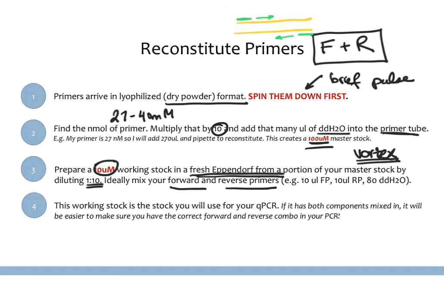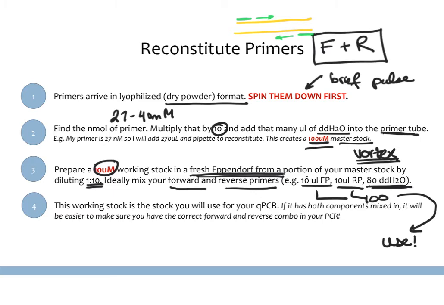Since it's a 10 micromolar working stock, you dilute each one 1 to 10. So you would do 10 microliters of your forward primer and 10 of your reverse, and then fill it up with water. Total volume here is 100, and each of these is 1 to 10 in that 100. So 10 of forward, 10 of reverse, fill the rest with water. This is the stock in the Eppendorf that you will actually use for all of your qPCR reactions. This stock you will store, and you can use it to keep replenishing your working stock and to have as backup in case something goes wrong.